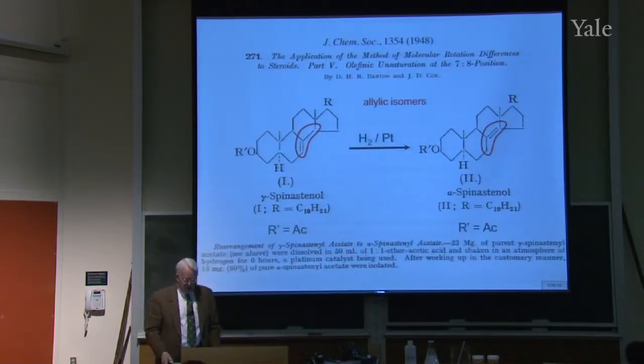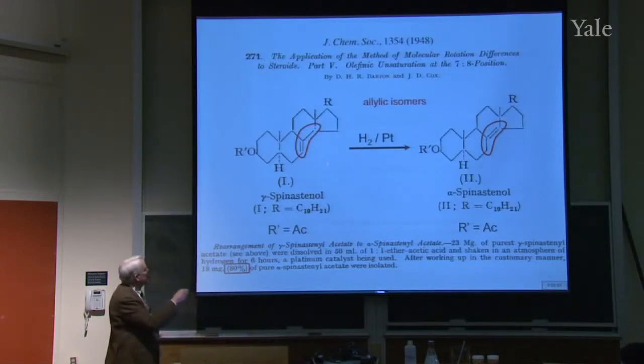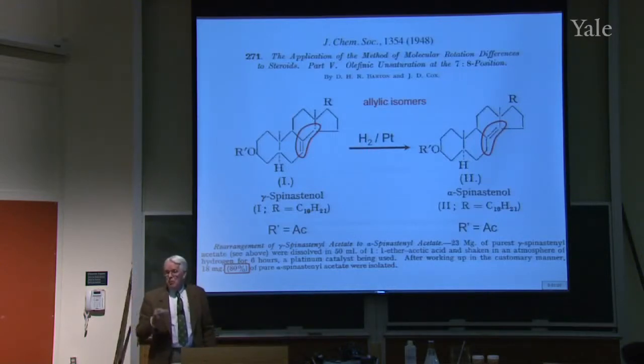And now if you look at the details of this primary literature, it says that there's a rearrangement of one of these compounds to the other, right? And it says that it happens in 80% yield. 80% of the product has gone from here to here. This is what you would use for catalytic hydrogenation. But instead of hydrogenating, it first went by allylic rearrangement.